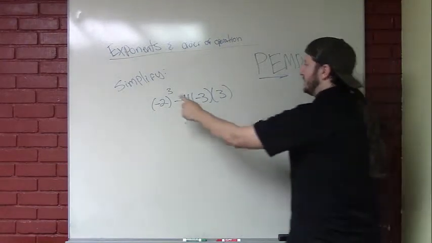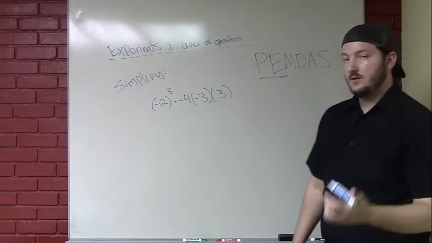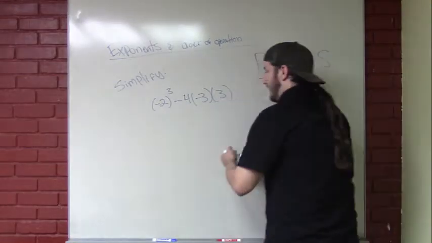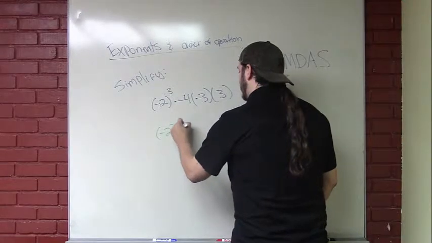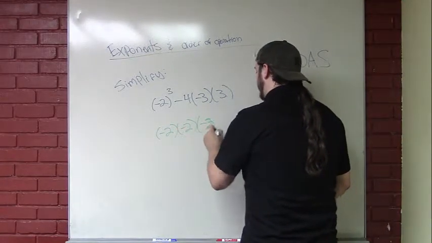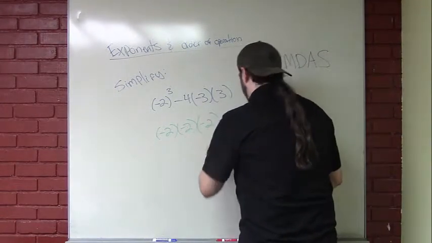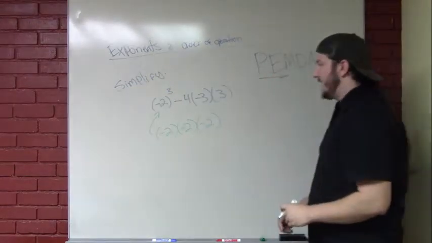Exponents. Boom. You locate the exponent. Got it. Negative 2 cubed, okay? So I'm going to do this in a different color. I'm just going to do this off to the side. So that, again, that's negative 2 times negative 2 times negative 2, okay? This is essentially this guy, okay?